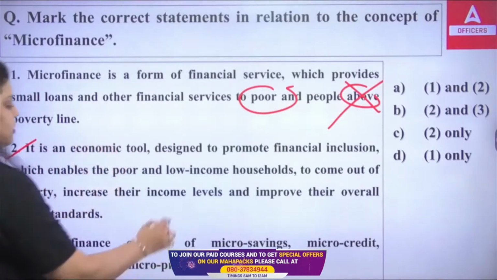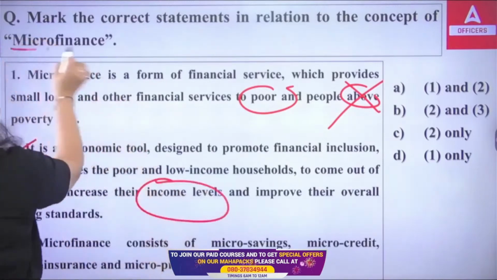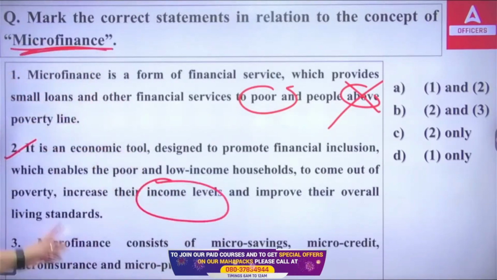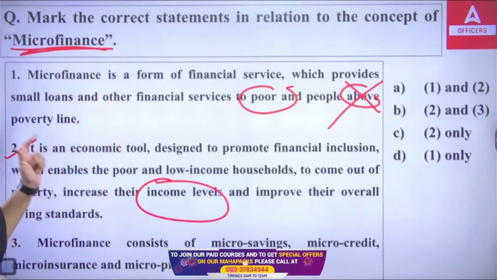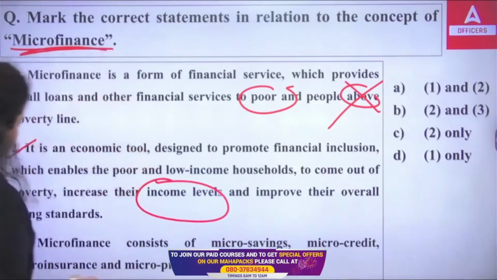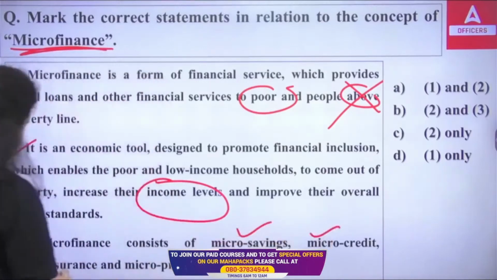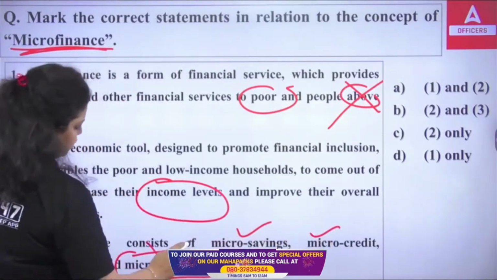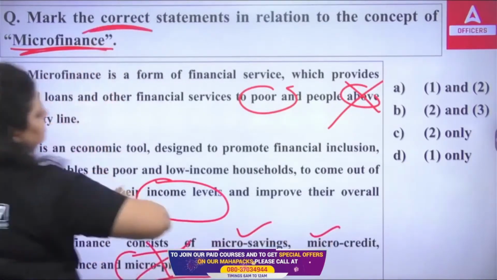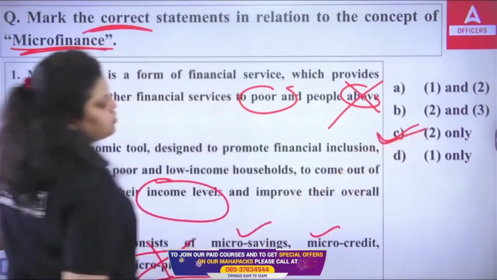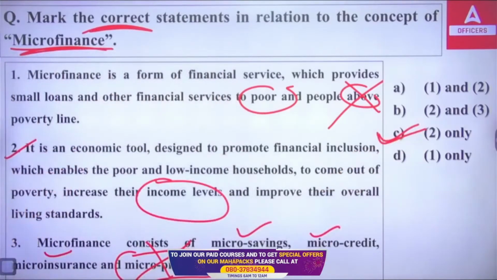Achha, on the basis of income level, the micro loan will be provided to the people. And what is that income level? I will let you know at the end of the session because one more question is there on the same topic. Now next. Microfinance consists of micro savings, correct, micro credit, correct, micro insurance, correct, but what about micro promotion? No. So the only correct statement is the second option. It means the right option will be C.